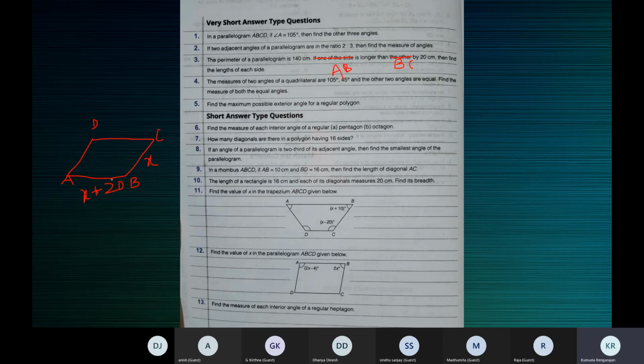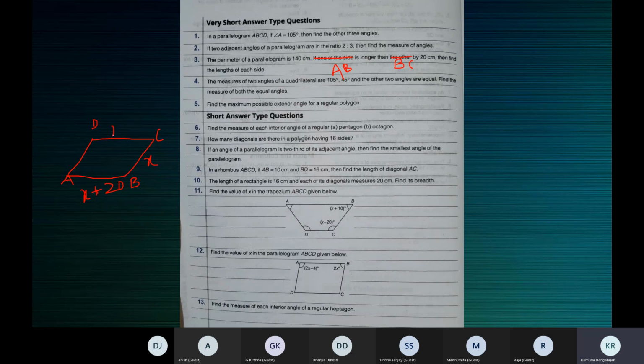You can mark X for AB and write X plus 20 for BC. But for opposite sides, you cannot say let AB be X and DC be X plus 20, because opposite sides are equal. You should consider any two adjacent sides and make this assumption. So simply draw this figure and mark X here and X plus 20 here.